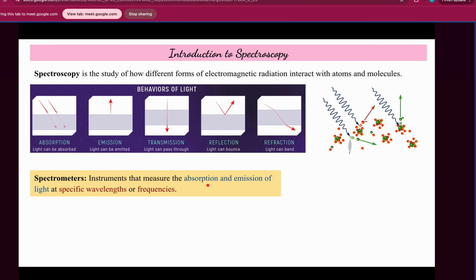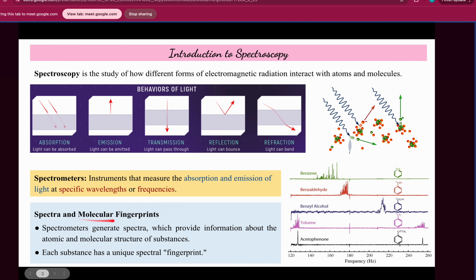Now the devices which capture this are known as spectrometers, which are the instruments which measure the absorption and emission of light at specific wavelengths or frequencies. And then comes spectra and molecular fingerprints. So the ultimate aim, why do we need spectrometers, is to check the absorption and emission of light. Each substance has a different type of absorption as well as emission spectra, due to which we can distinguish among different chemical compounds and different biomolecules. So that is the ultimate aim why we use spectrometry.